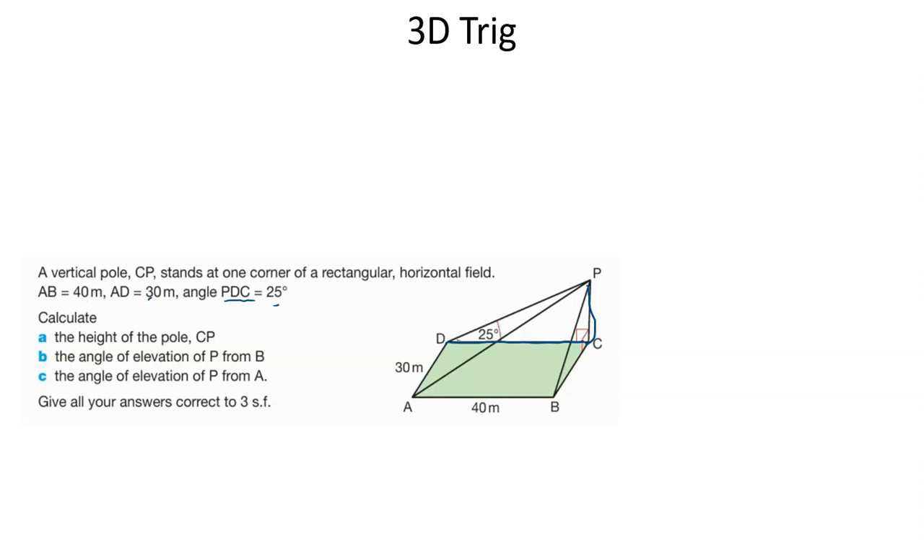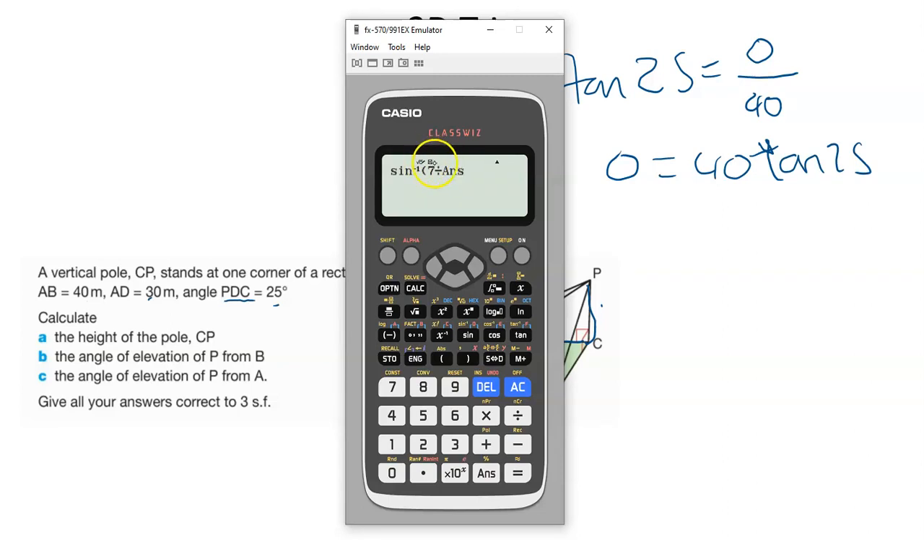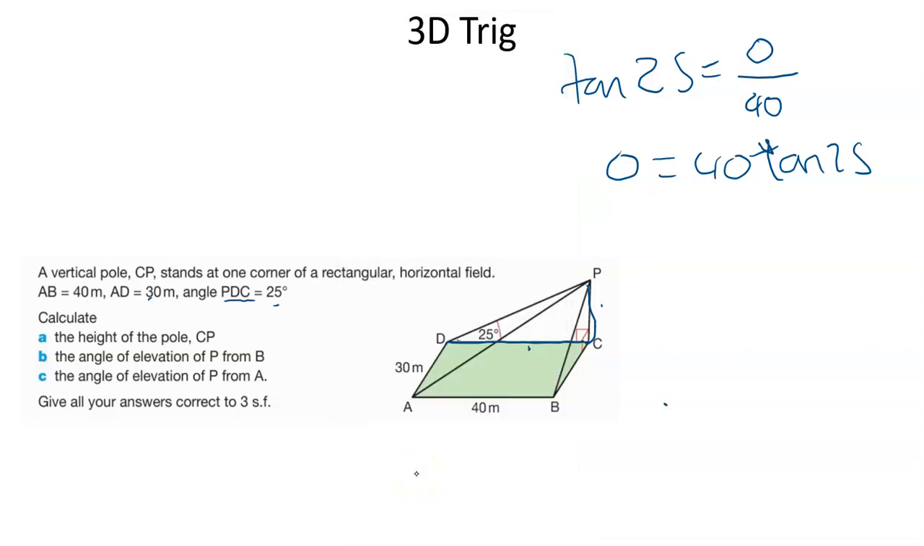We've got the angle, we know the adjacent, we want the opposite, so it's going to be tan 25 equals the opposite over 40. So the opposite equals 40 times tan of 25. Pop that into the calculator. Make sure your calculator is in degrees when you do it, otherwise you'll get a funny answer. Just type that in and you'll get your answer. Boom, in meters.